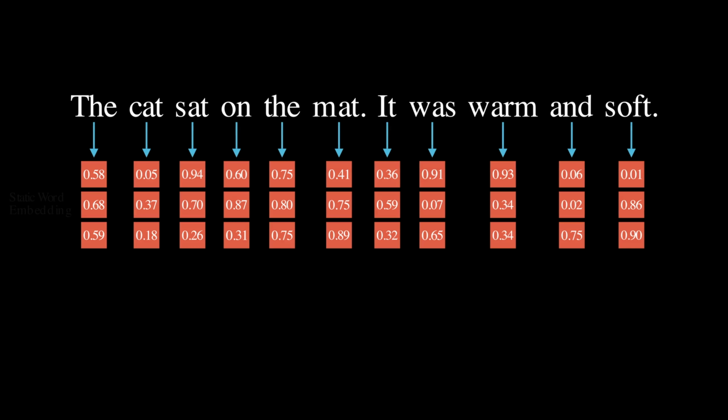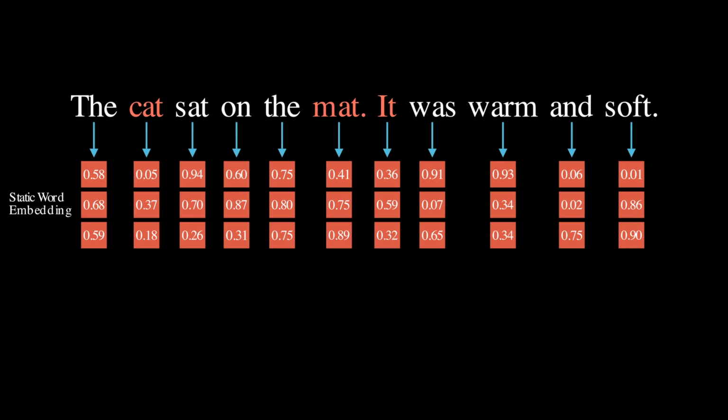A computer does not understand words, so we convert them into numbers. Here I use a three-dimensional vector for each word to keep the idea simple. These vectors are called static embeddings because we set them by hand and keep them fixed.